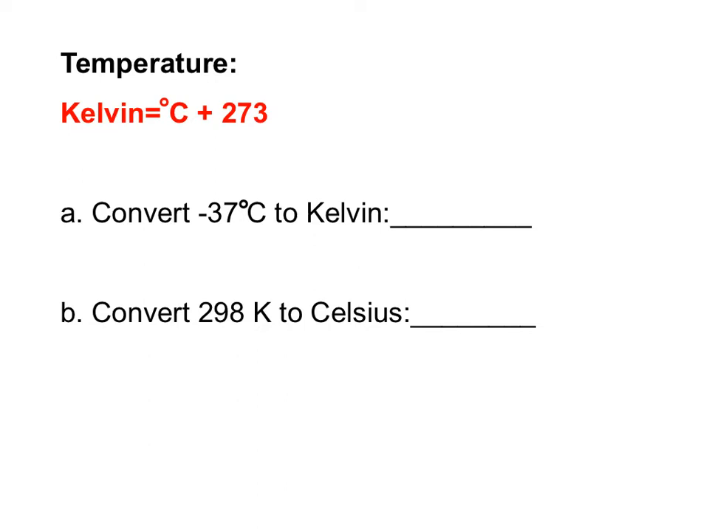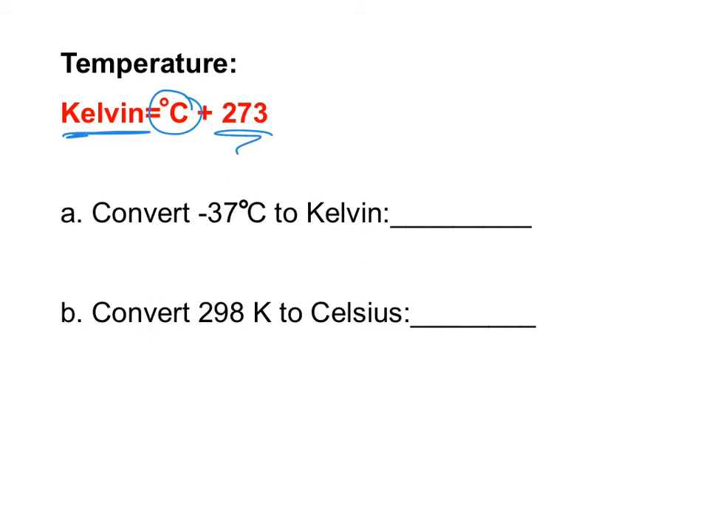Temperature is defined as the average kinetic energy of the particles in a substance. So the faster they're moving, the higher the temperature is going to read. So you guys are going to have to be able to convert between Kelvin and Celsius. So to do that, you've got an equation. Temperature in Kelvin is really equal to Celsius plus 273.